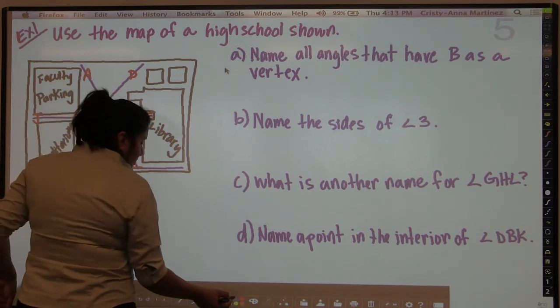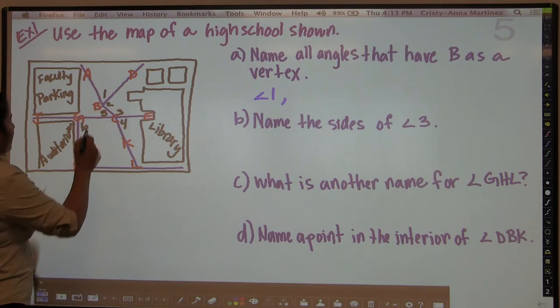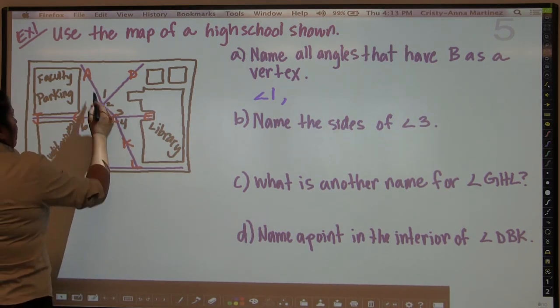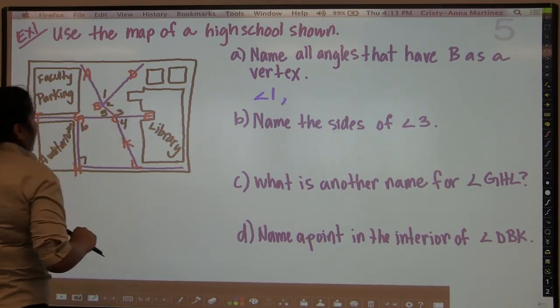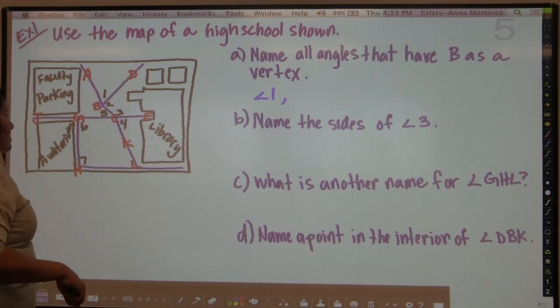So let's answer this question. Angle 1 is right here. This is the vertex B right there. I don't know if you can see it, but right there we have angle 1. And it's easier to name it angle 1 than it is to name it ABD or DBA, which you could also do.